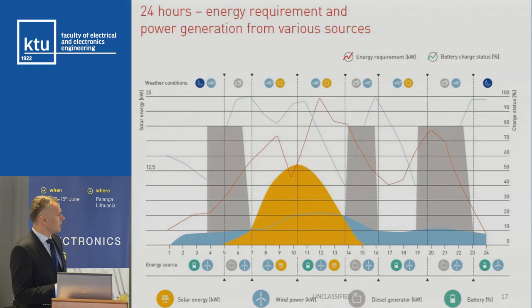First of all, with this system, we had a 1 day test running, and we noticed that fuel saving is about 25-30%. What is very important, the generator run time. What does it mean?